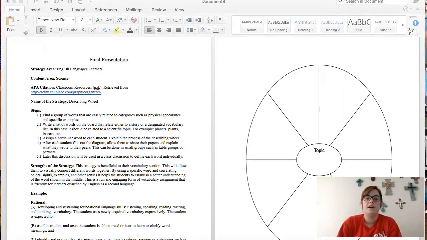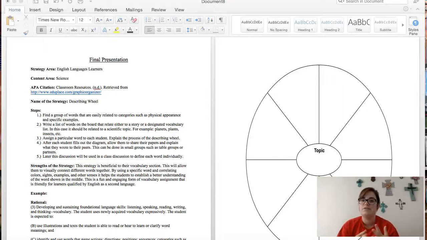For the fourth step, after each student fills out the diagram, allow them to share their papers and explain what they have written on them with their peers. Now, this can either be done in small groups, such as table groups, anywhere from 3 to 4 kids, or it can be in partners. I know one thing that I read about English language learners is that they have a hard time sharing in front of everybody, so maybe this would be easier for partners where they only have to share with 1, maybe 3 people. They might be more comfortable and feel safer in that environment. Then the last step would be that later you would incorporate this discussion into a class discussion and define each vocab word independently.